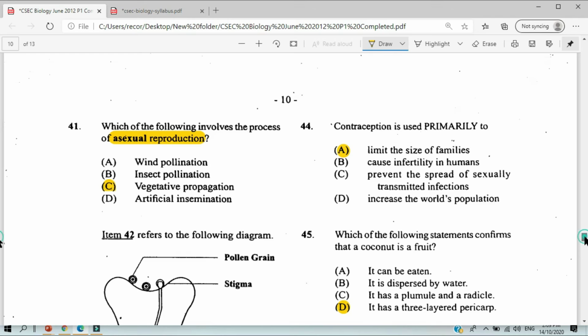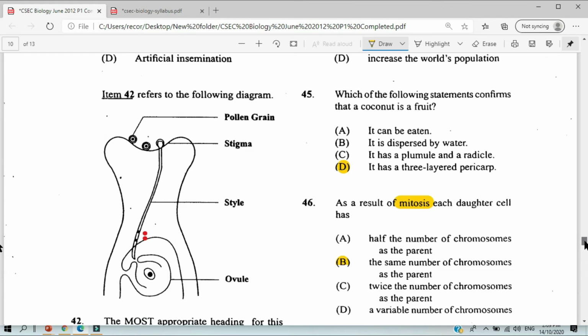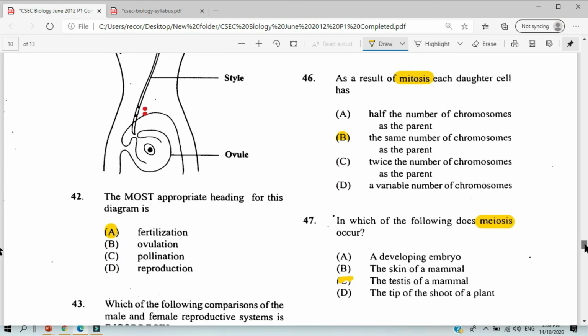Question 42 is a textbook question. Your answer there is going to be A, fertilization. The most appropriate heading for this diagram is fertilization.